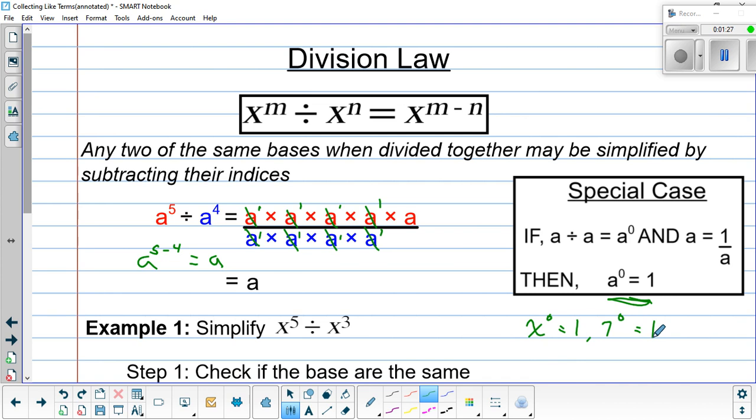This is because if we consider what the law actually means, a divided by a, we can subtract the exponents and we get a to the 0. But we also know that a divided by a is equal to 1, sorry, that shouldn't be 1 over a. That's just because it is 1 over 1, right? So we have a to the 0 on one side and 1 on the other side. So we can say that anything to the power of 0 is indeed 1. That's where that comes from.